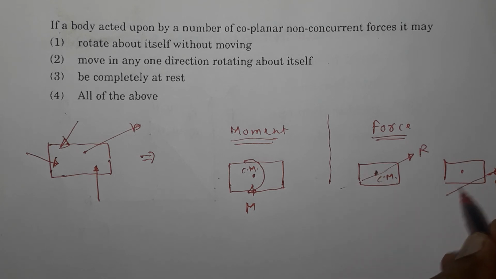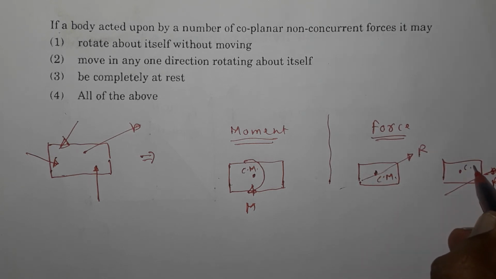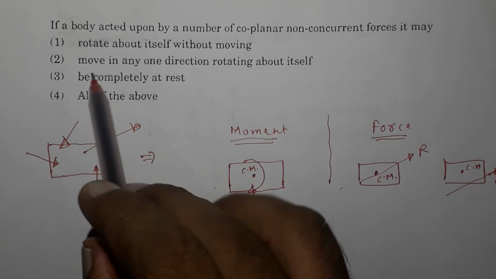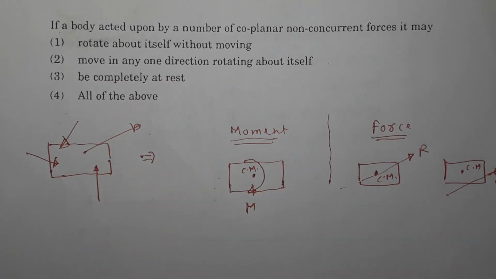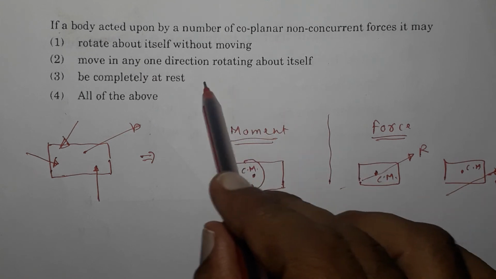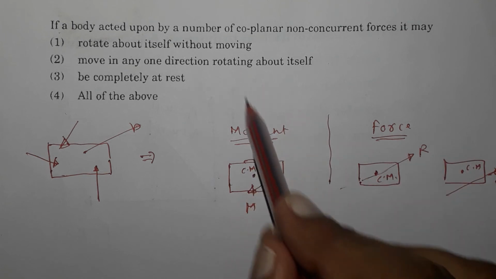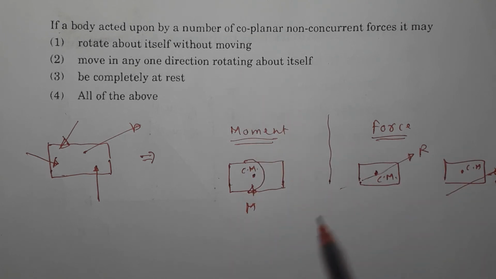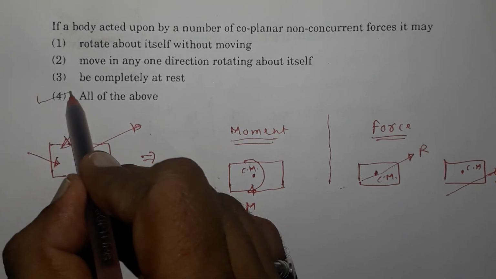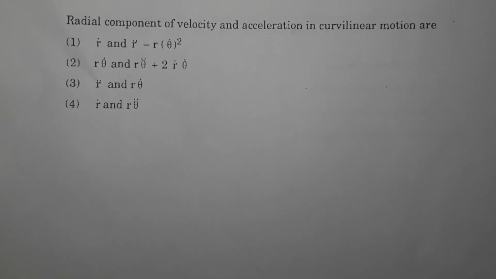But if the resultant is not passing through the center of mass, it may move in any one direction, meaning in the direction of the resultant force, while it will rotate about itself also. So the second condition is possible. Now the third case which is possible is that the resultant is neither a moment nor a force. In such a case, the body will remain completely at rest, and that is why for this question the correct option is option number 4. Question number 8.